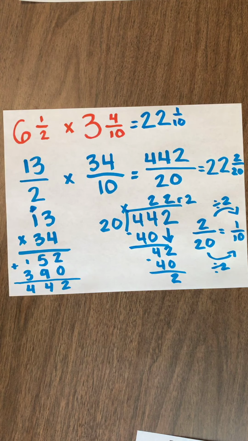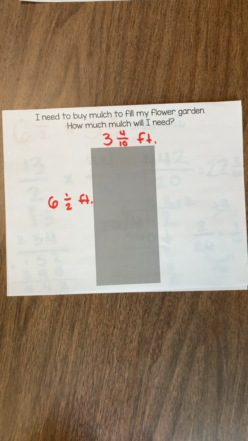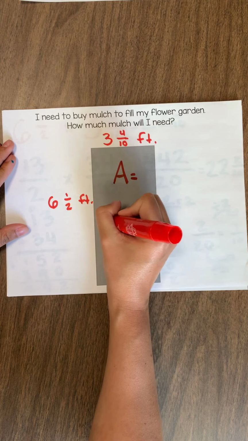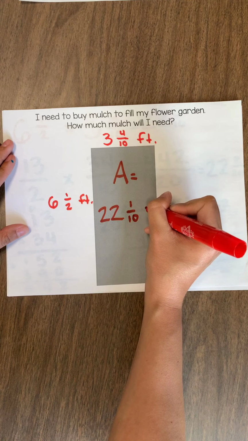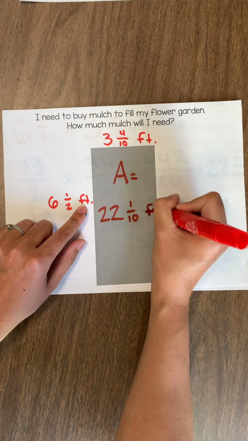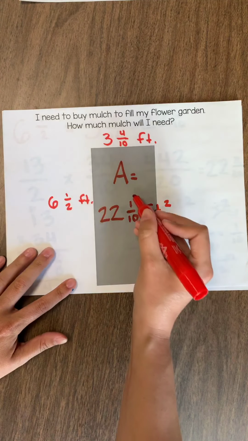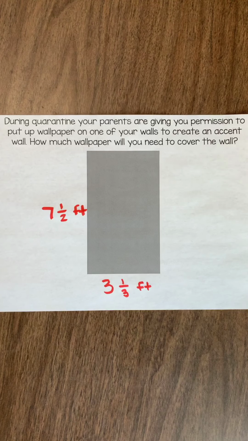So if I go back to my problem, look at all that work for my flower garden, right? So now I know that the area of my garden, so I'll put area, is 22 and 1/10 square feet, right? My unit was feet, and I'm going to use my little abbreviation there. So it's 22 and 1/10 square feet. All right, now that you've watched me solve a problem, it's your turn.